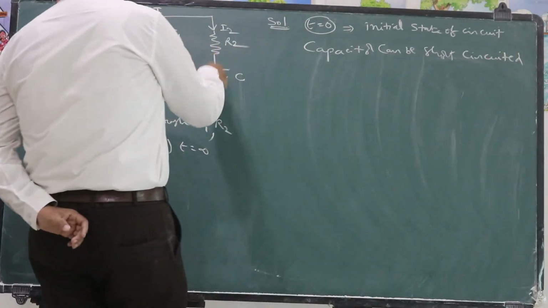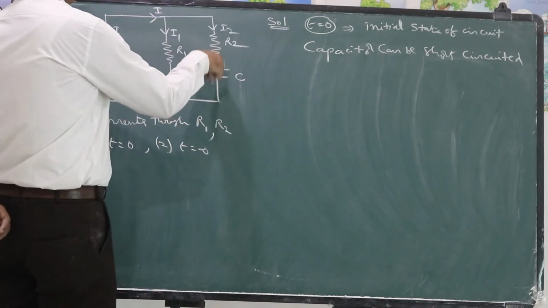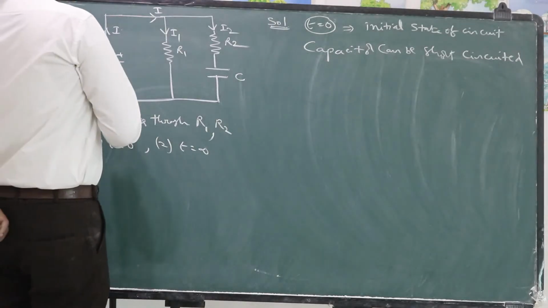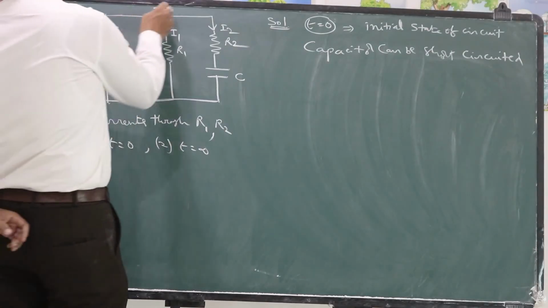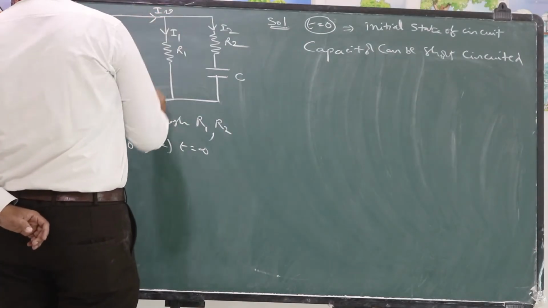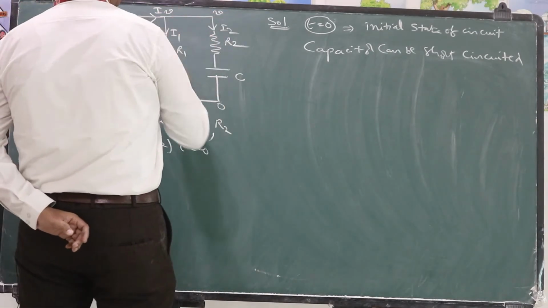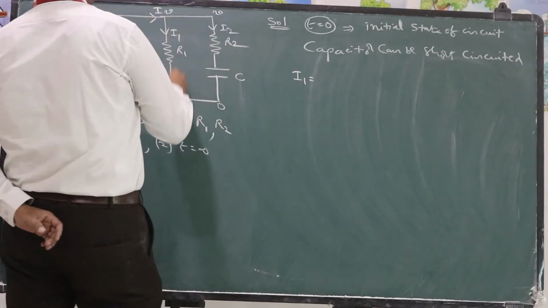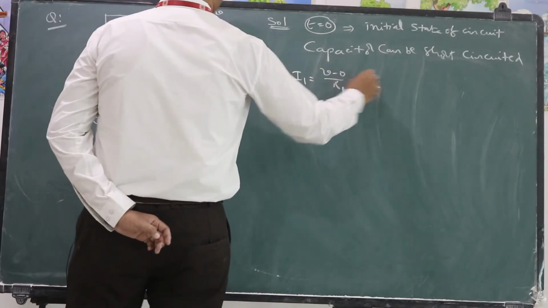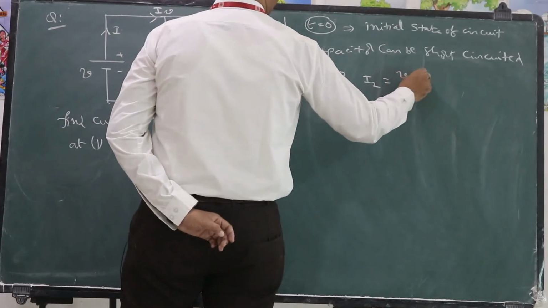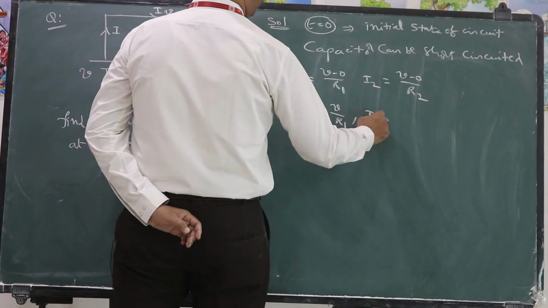That means you can directly join the capacitor like this. You can remove the capacitor and join the two terminals with a wire. Then clearly you can calculate I1 and I2. The same potential difference should be here. If V is the potential here, 0 is the potential here. The same V will be the potential here, 0 here. So current passing through the first resistor is potential difference by resistance, V minus 0 by R1. Current through the second branch is V minus 0 by R2. I1 is V by R1, I2 is V by R2.